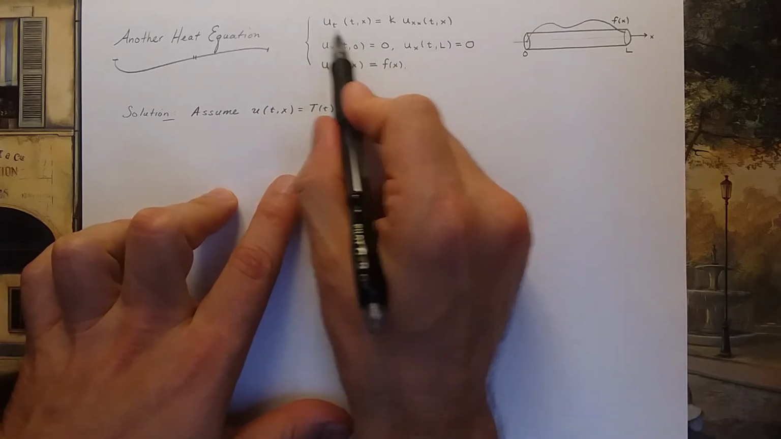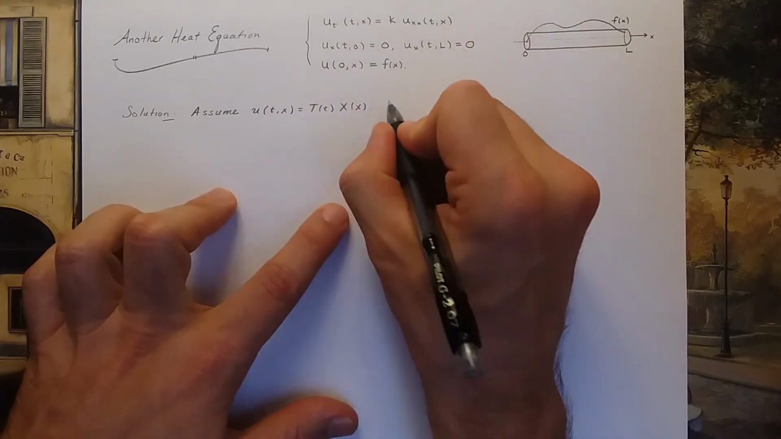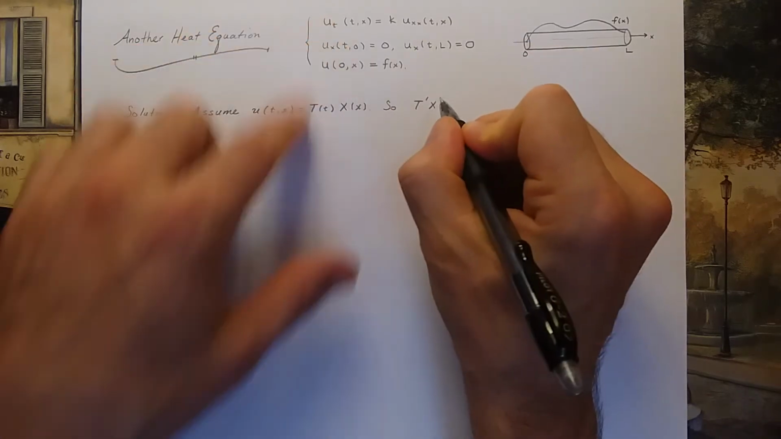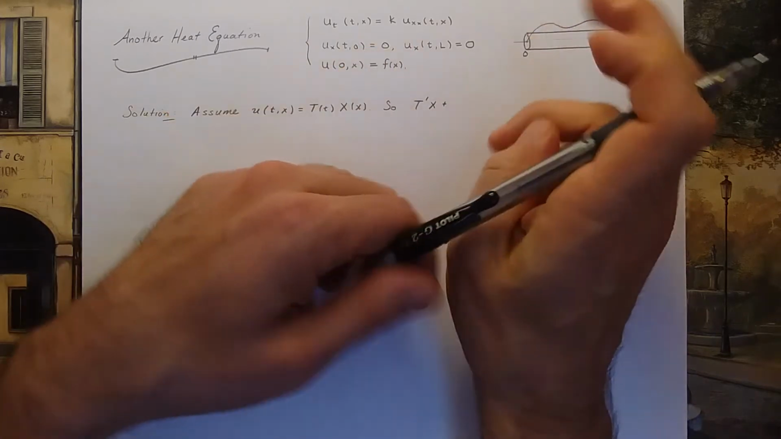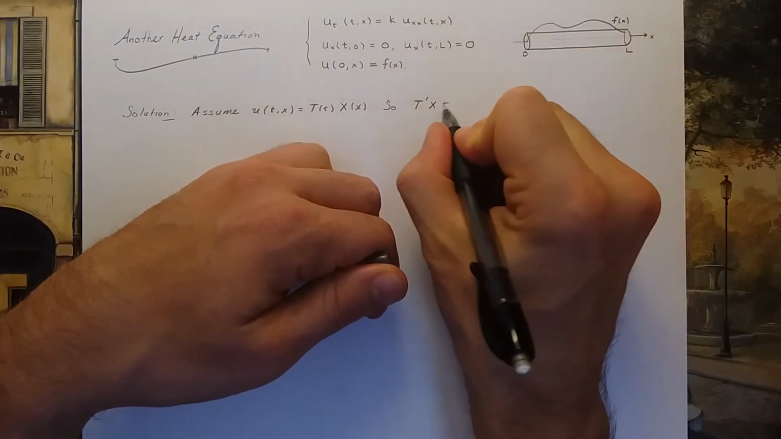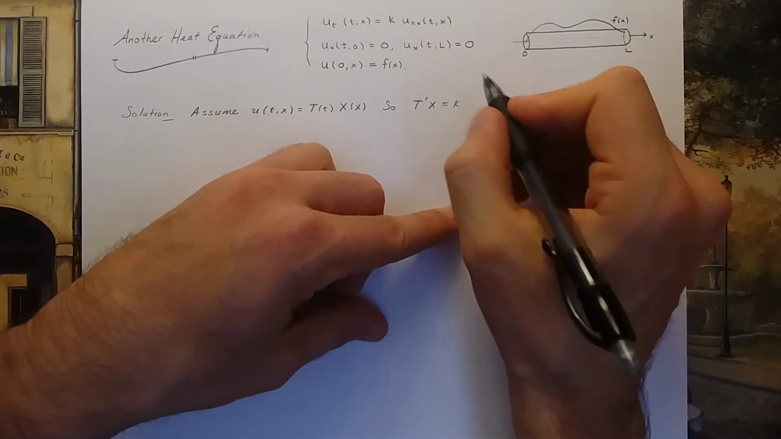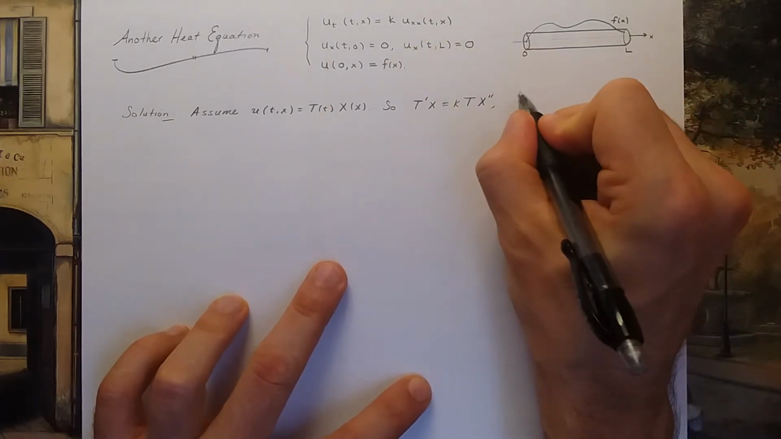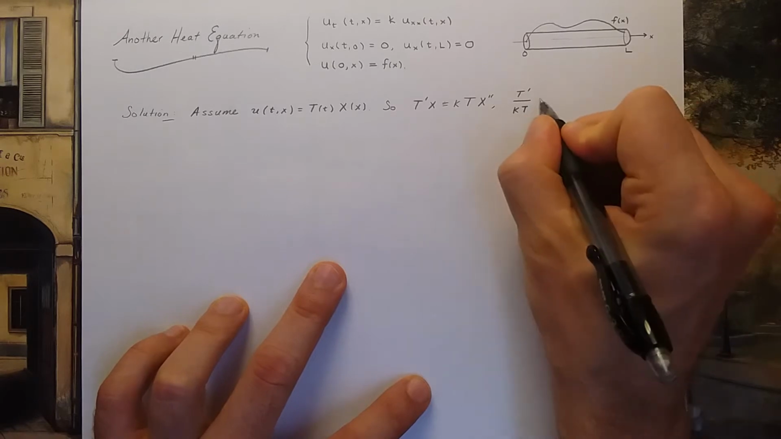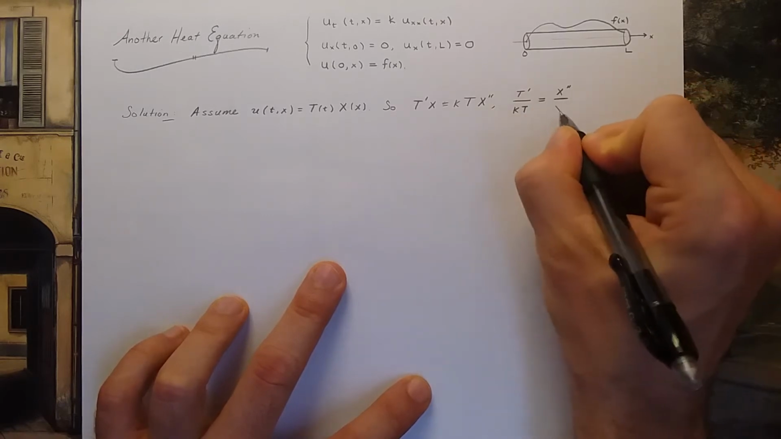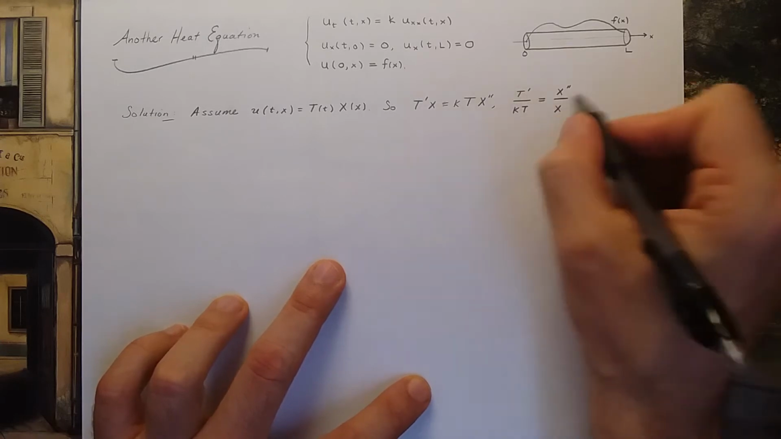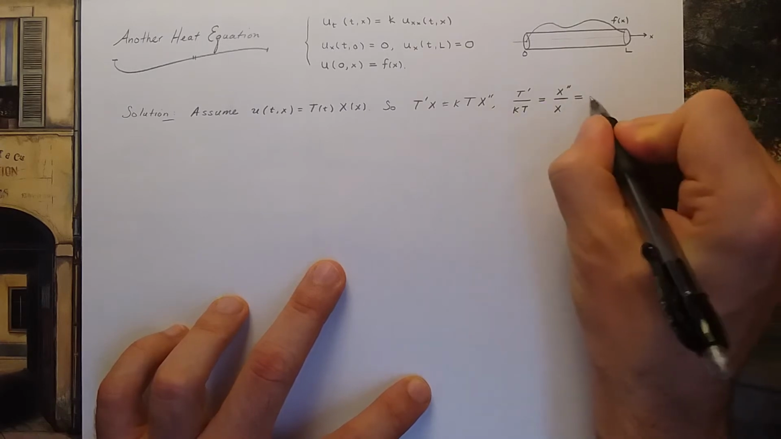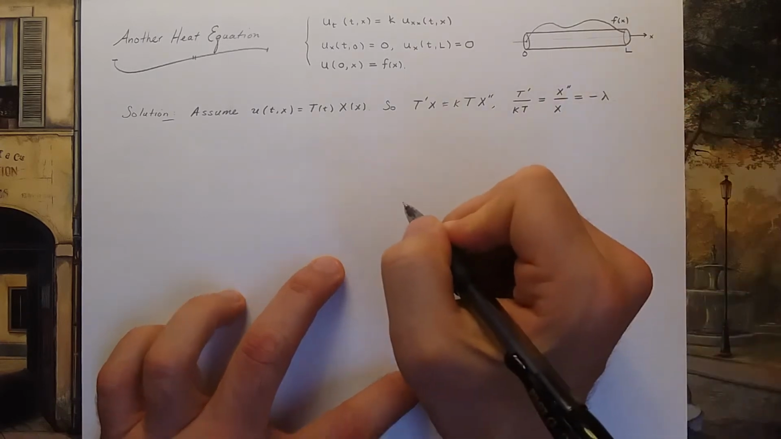Then I'll place this into my partial differential equation, and then I find T prime times X equals k times T X double prime. Separating the variables, this gives me T prime over kT should equal X double prime over X. This is a function of t alone. This is a function of x alone. The only way a function of t and x can be equal is if they're both equal to a constant, which we call negative lambda.